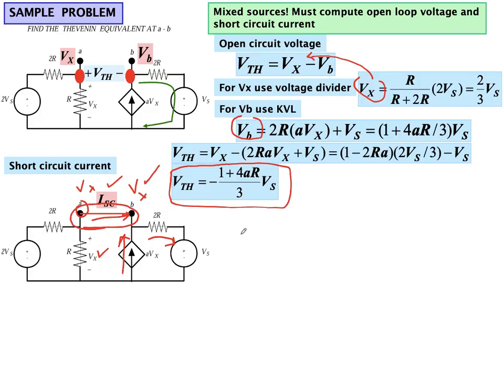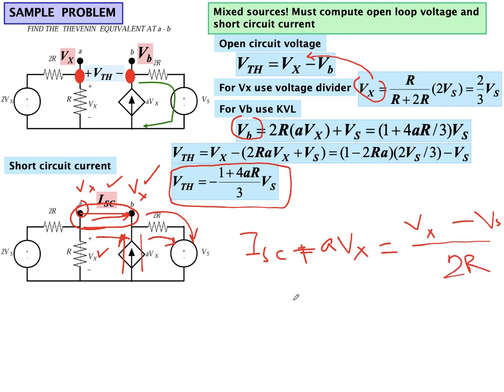So we can write I short circuit is equal to, this is the current entering the node, and this is also entering the node, so it is going to be plus AVx, is equal to the current going in this direction. So that is Vx minus Vs over 2R. And in this case, what is Vx? We can write Vx in the form of node voltage, which is already in Vx form.